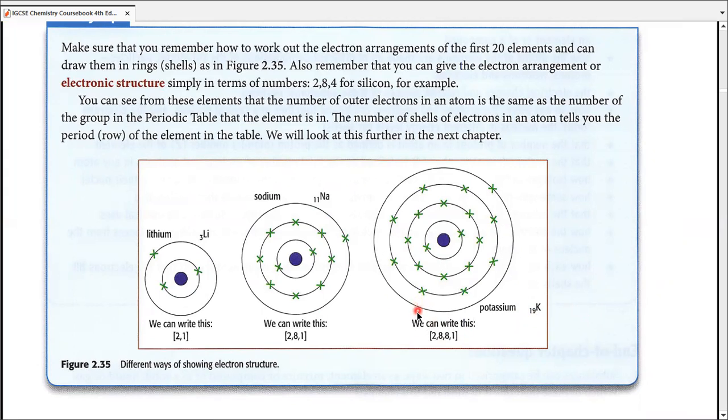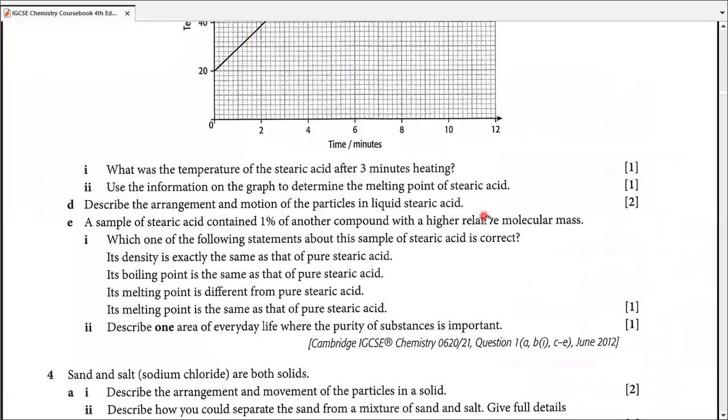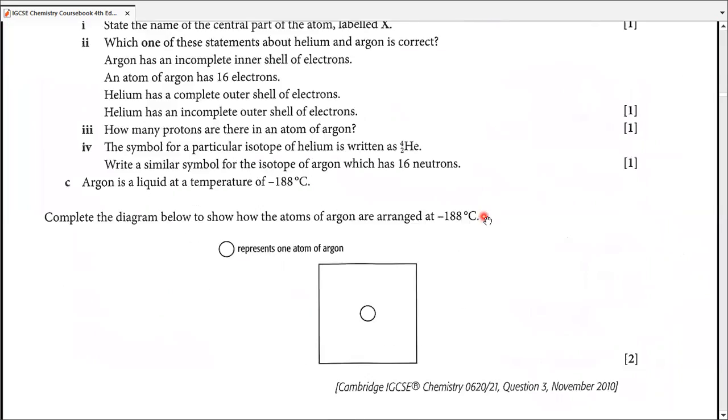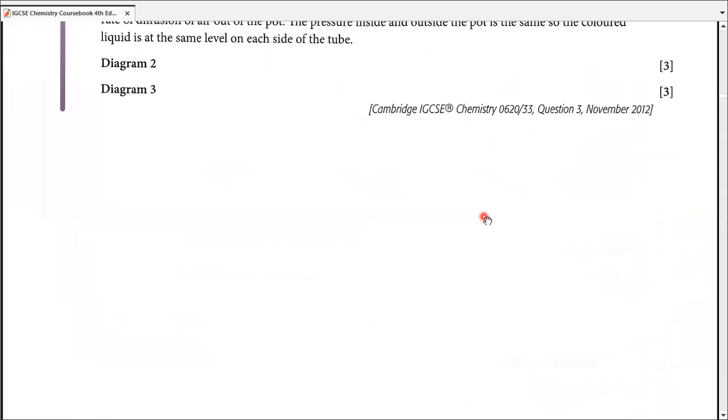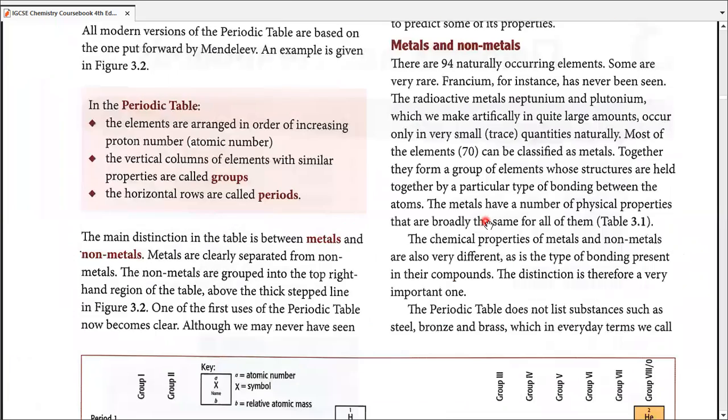Drawing of this electronic structure has been a part of past papers from 2011 to 2015. But after 2015, we have rarely seen a question like that. Why? Because now they consider it way too easy. So they have been refraining from giving these kinds of questions for like 4 to 5 years now. However, you should be ready for these kinds of questions, which finishes chapter 2 for us. And let's get to chapter 3 then.